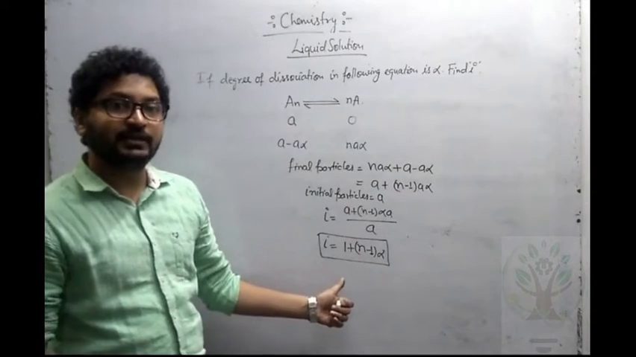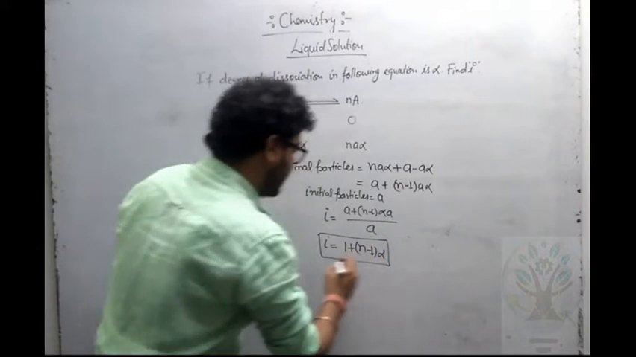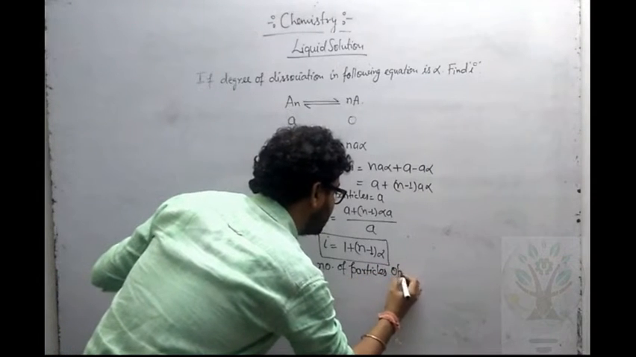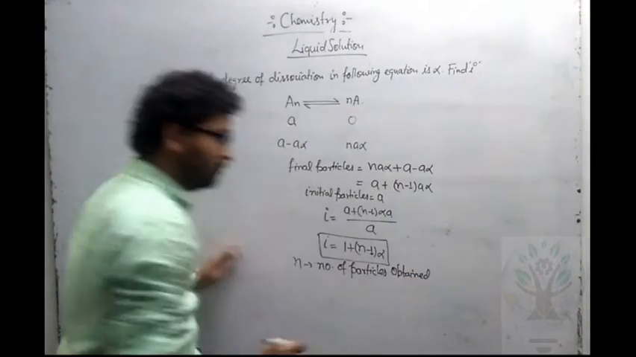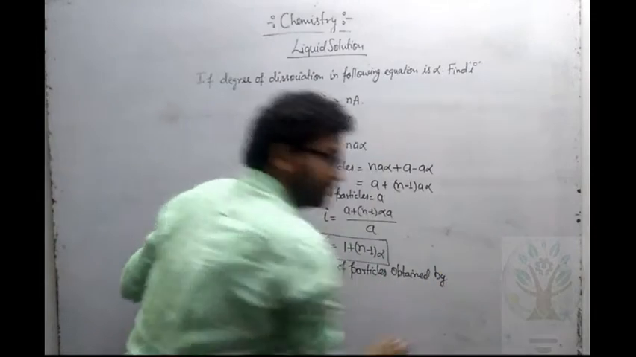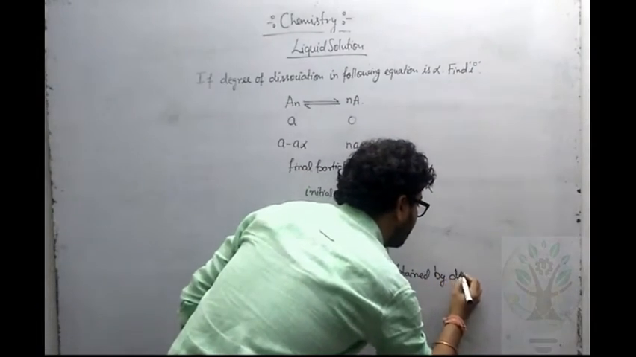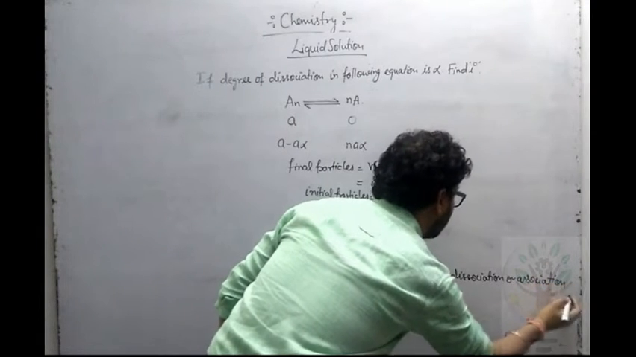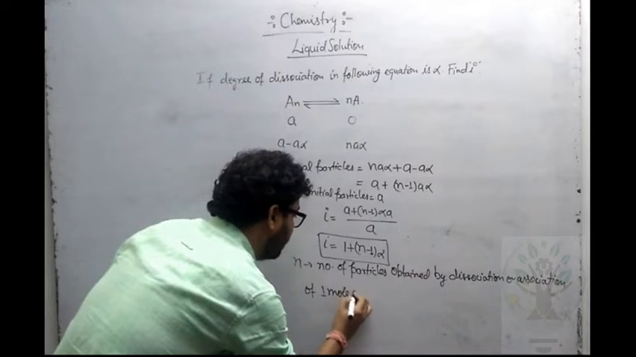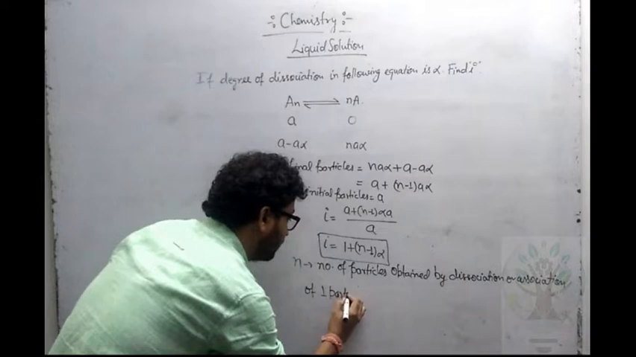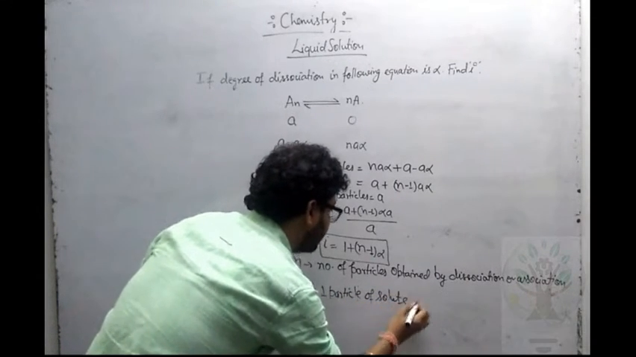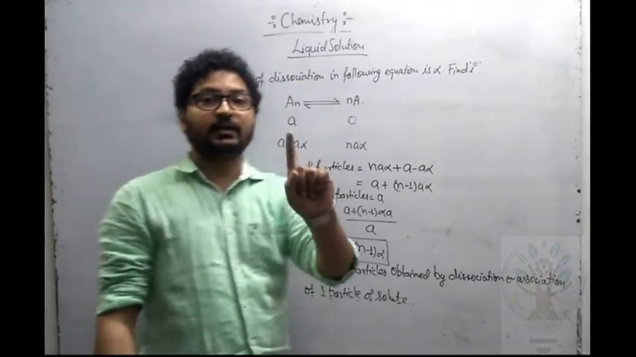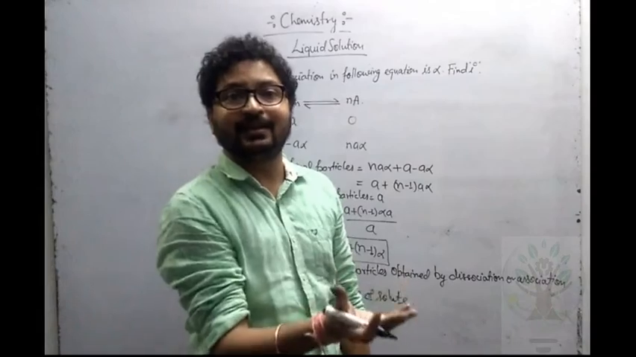Okay? For the calculation of Van't Hoff factor, it is the general formula. What is n here? Let me write what n is. n is the number of particles obtained by dissociation or association of 1 particle of solute. Are you getting this? What is n? The number of particles obtained by dissociation or association of 1 particle of solute. One particle of solute, whatever total particles it gives you, that will be called n.